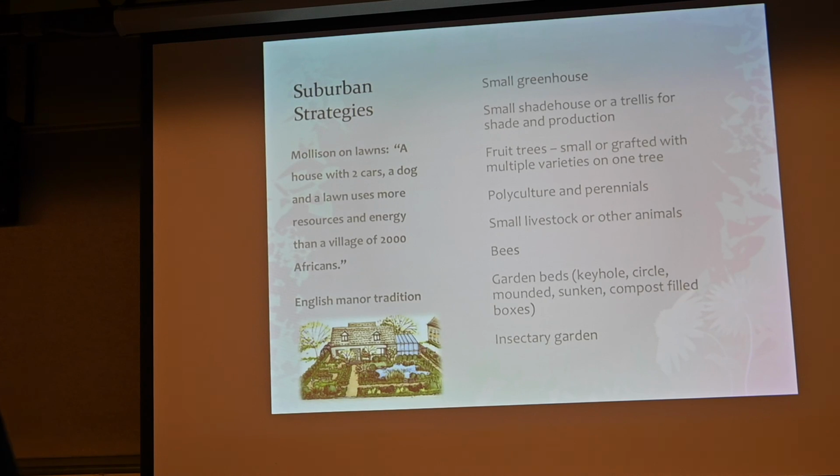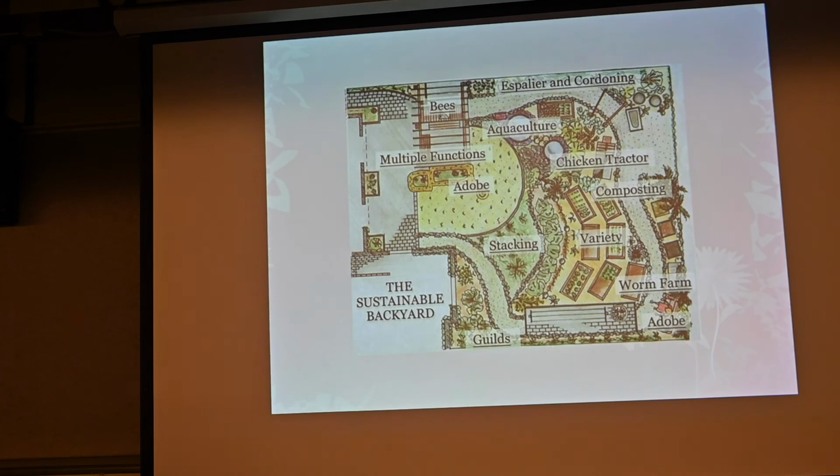There you go. A house with 2 cars, a dog, and a lawn uses more resources and energy than a village of 2,000 Africans. That makes you think. Anyway, these are different things you can do in suburbia.